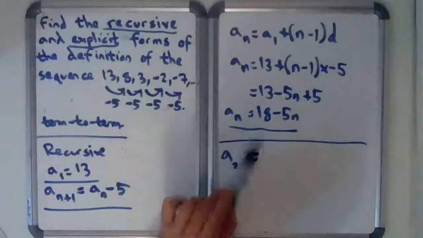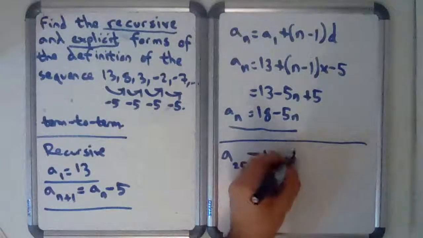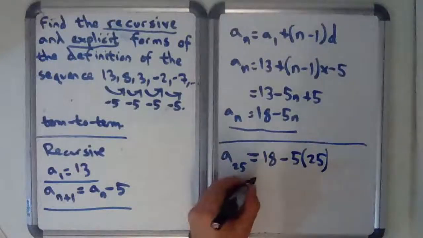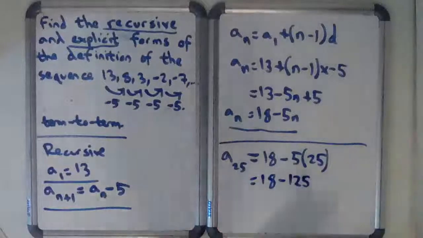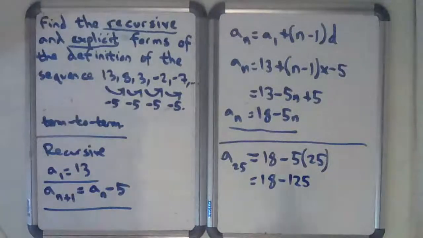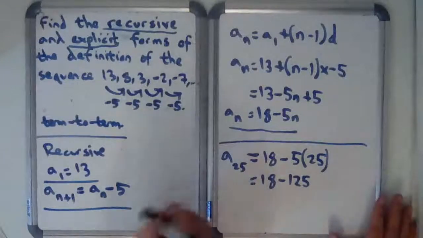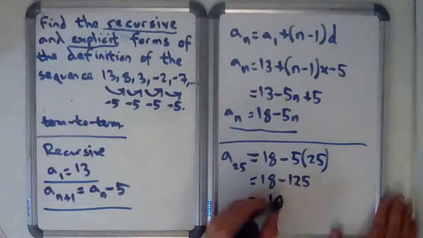For the explicit form, you literally just substitute 25, so it equals 18 minus 5 times 25, or 5 25s are 125. So 18 minus 125. Well, 125 minus 18 must be 107, so 18 minus 125 must be minus 107.